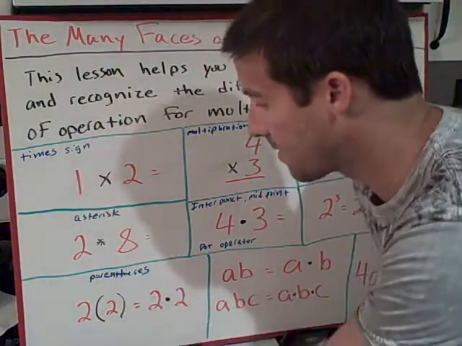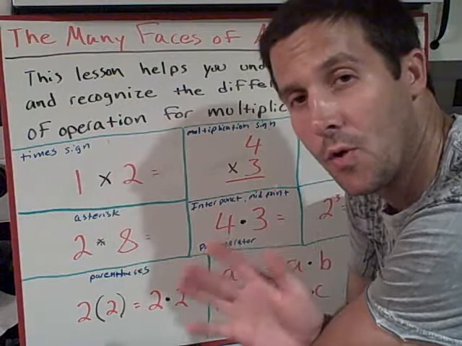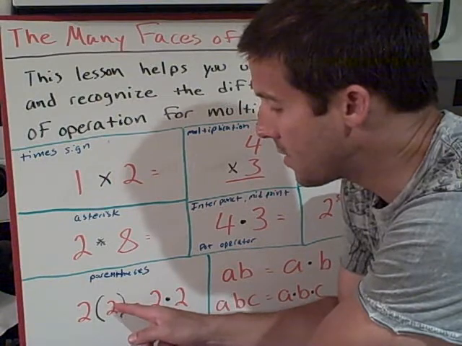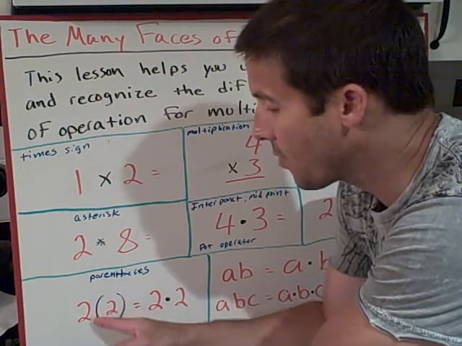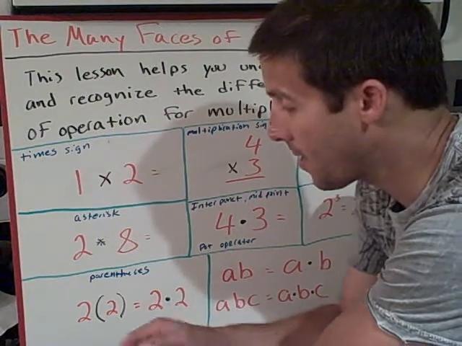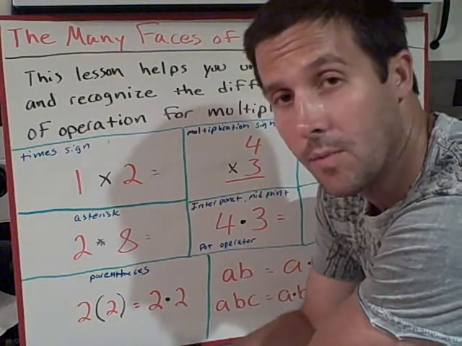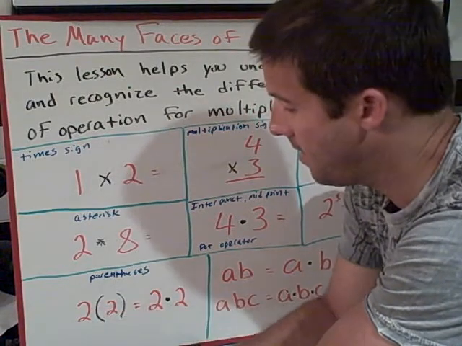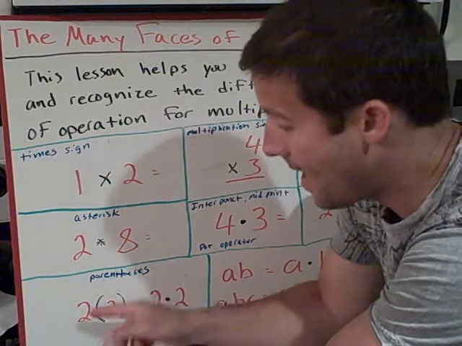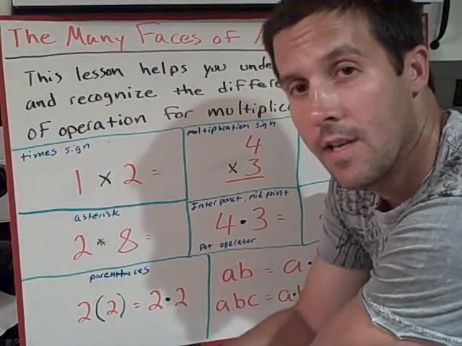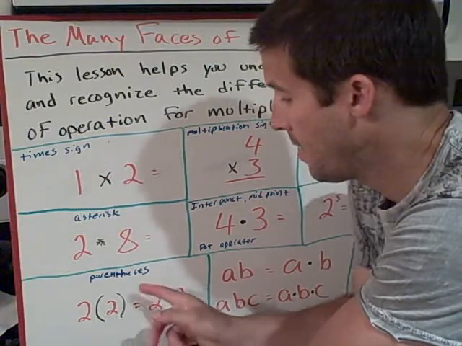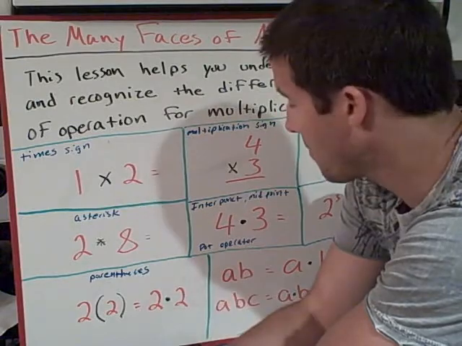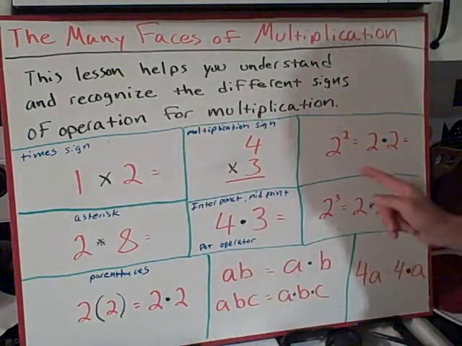We have parentheses. Now, parentheses doesn't really mean multiply, but the number that's on the outside and the number that's on the inside, if there is no operation here telling us what to do with these two numbers, then it's multiply. Meaning, there's no plus sign here, there's no minus sign, there's no division sign, and there's no times sign. So the fact that there's nothing means that we are multiplying these two numbers. Very important to remember.